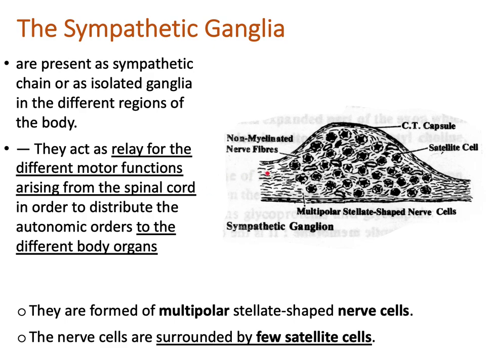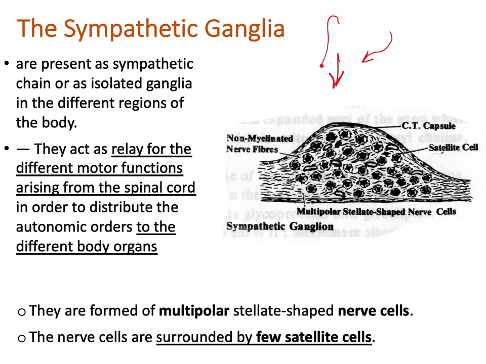Okay. Now, the sympathetic ganglion. Let us move to the autonomic ganglion. Because they are similar to each other, let's just talk about the sympathetic ganglion, which is present like a chain, as I showed you, parallel to the vertebral column, or they can be in different regions of your body close to that organ. Now, if you remember, we said that the spinal ganglia work as a relay station for sensation, but the sympathetic ganglia work as a relay for different motor functions. That means from the brain and spinal cord you get the order, then it passes all the way to reach the sympathetic ganglion. The order is a motor function, right? It's a relay for different motor functions arising from the spinal cord, to be distributed as autonomic orders to the different body organs, right?